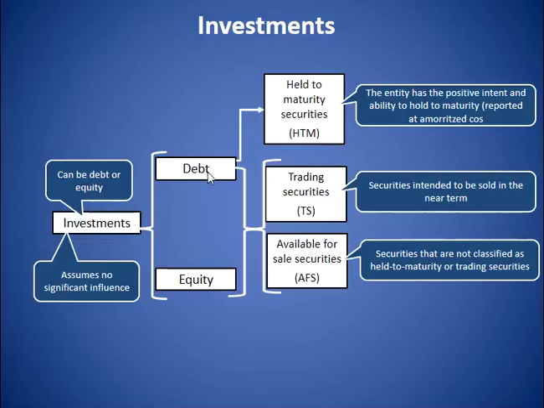Debt can also be classified as a trading security, and these are securities intended to be sold in the near term. And available for sale securities are those not classified as held to maturity or trading securities. Also, investments can be equity, and they can be one of two categories. Number one, trading securities, which are securities intended to be sold in the near term, or available for sale securities that are not classified as trading securities. We wouldn't have held to maturity here because that would only be for debt.